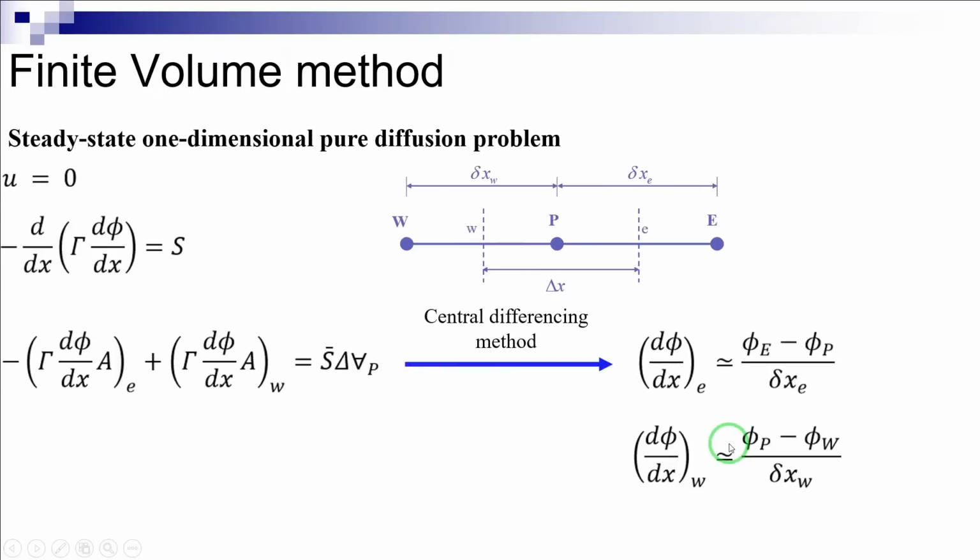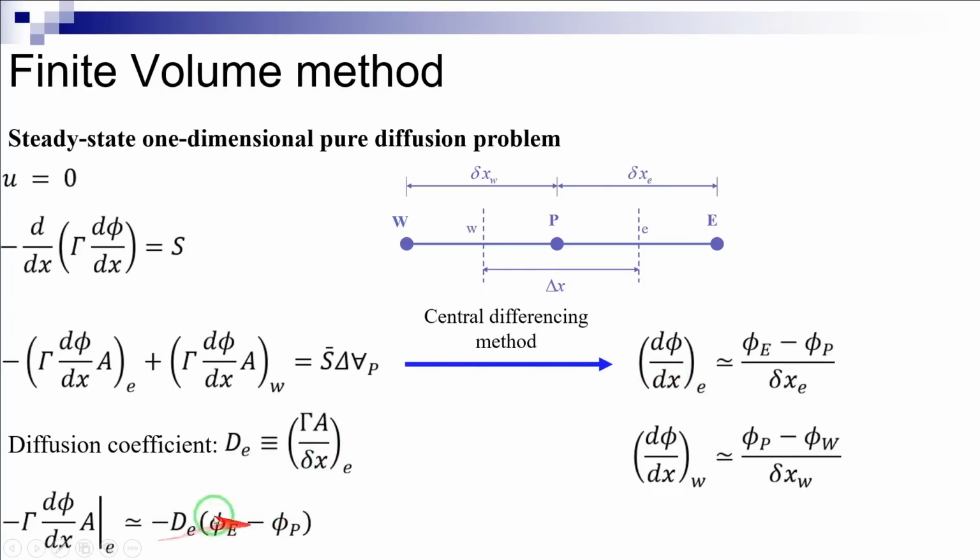So now let's continue the discretization process of the diffusion term. The gradient of the variable phi over the western surface of the control volume by the central differencing method is as follows. The diffusion coefficient D is commonly used in the discretized equations, which is defined as follows for the eastern surface as shown here. Therefore, using the diffusion coefficient, the gradient of the variable phi over the eastern face of the central control volume can be calculated as follows. Similar relationships can be written for other surfaces of the control volume.